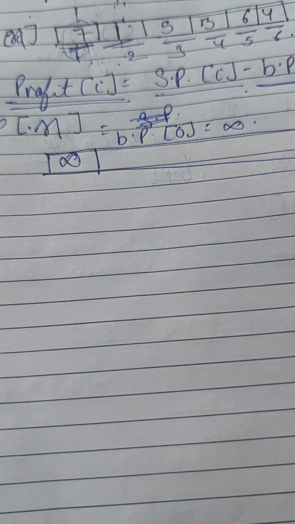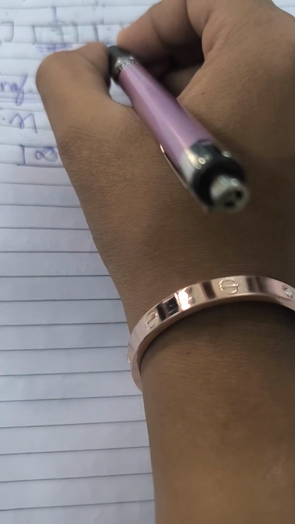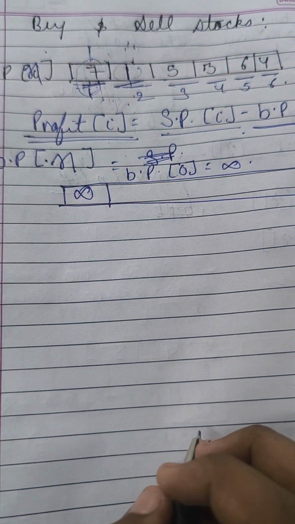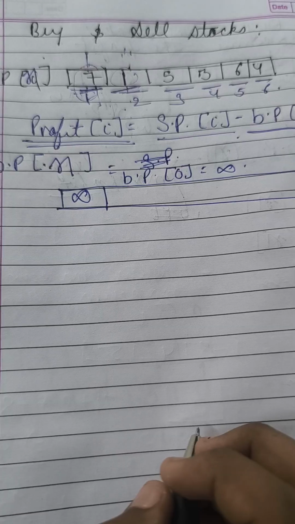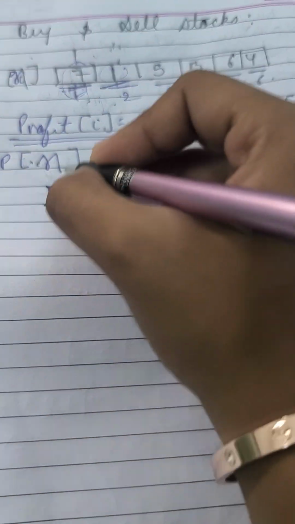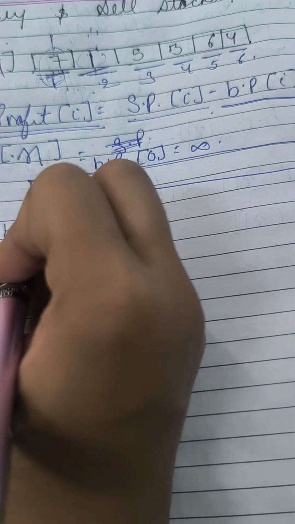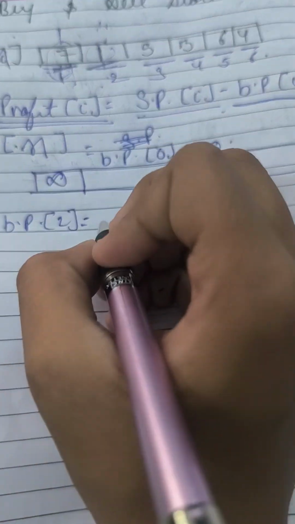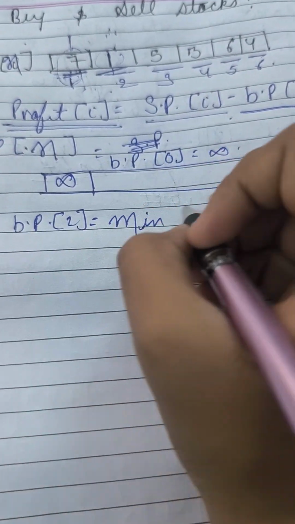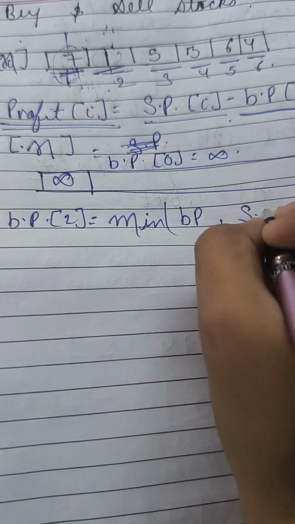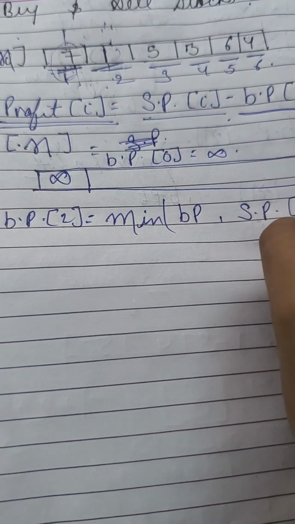Okay? So now for the first day I have to take it out, for the second day now I have to take it out. So for the second day, what I am going to do, just tell me. I am going to take the minimum of these two. So the buying price for the second day is going to be the minimum of the buying price and selling price on the I-1th day.